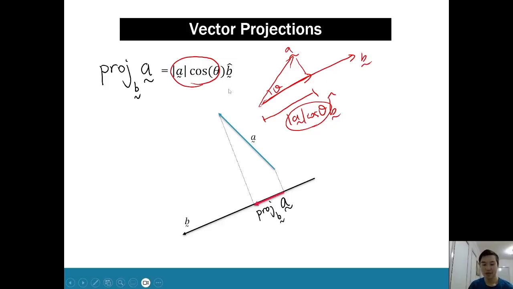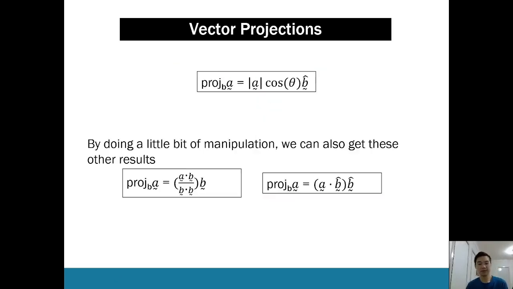However, this formula is a pure formula. It's the one where the projection formula comes from. But it's not always the easiest to plug numbers into, because you might not always know the angle between the vectors. So using some manipulation, we can also get these other results, and this one is the most common one, which you will definitely be using at school. It comes from the dot product. We know that the dot product of A and B is the magnitude of A and B multiplied together times the cosine of the angle between them.